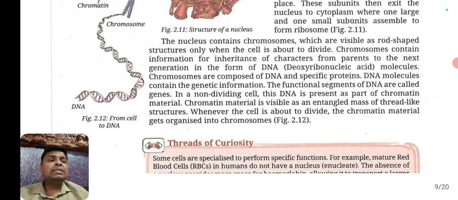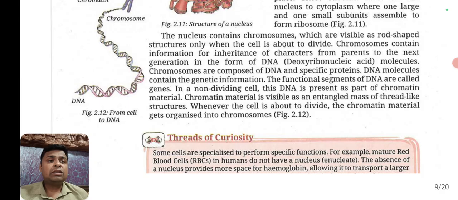Okay, so the nucleus contains chromosomes, visible as rod-shaped structures, and chromosomes contain information about the characters which we get from our mother and father. So that is DNA, deoxyribonucleic acid. Chromosomes are composed of DNA and DNA contains genetic information. So inside the cell we have chromosomes, inside that we have the DNA. It contains the information about the body, how to make the protein, who is our mother, who is our father. Everything is coded in the form of DNA.